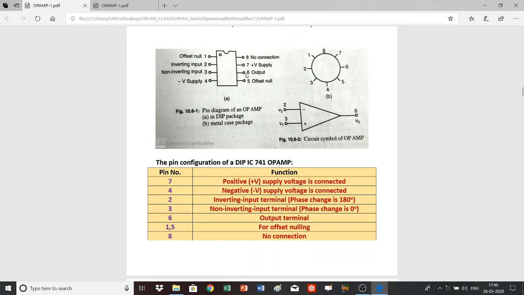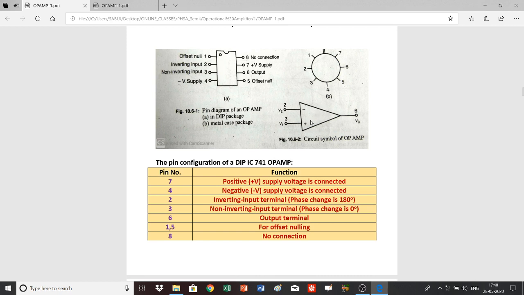And the output is measured across pin number 6. Here is the output voltage V0, which is measured across pin number 6. And then pins 1 and 5. These 2 pins are also important because in case of an ideal op-amp, if you give equal voltages to these 2 terminals, then the output will be 0. That is, the op-amp will be perfectly balanced.